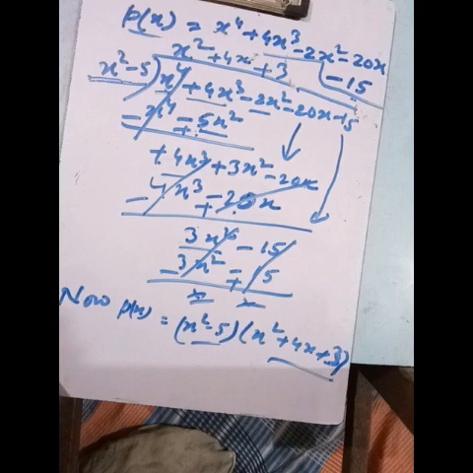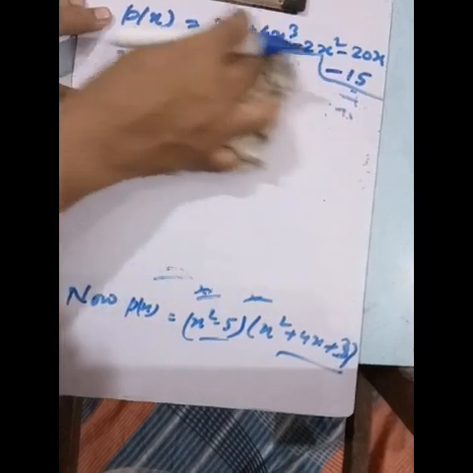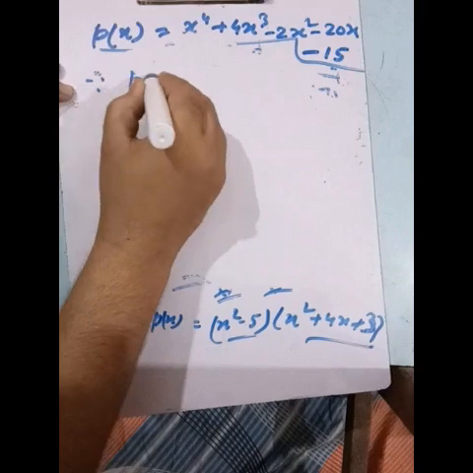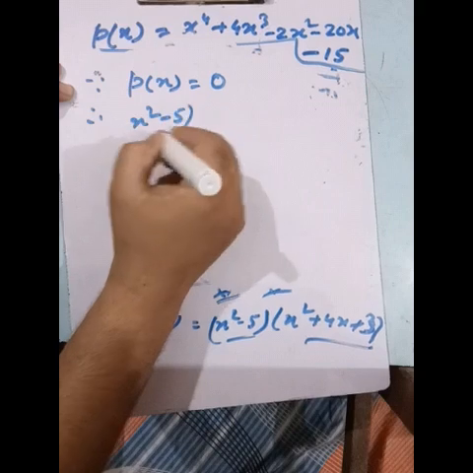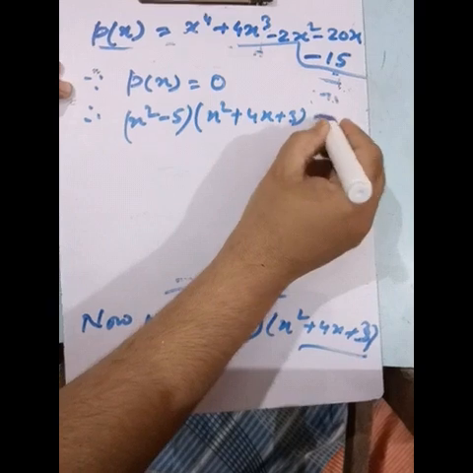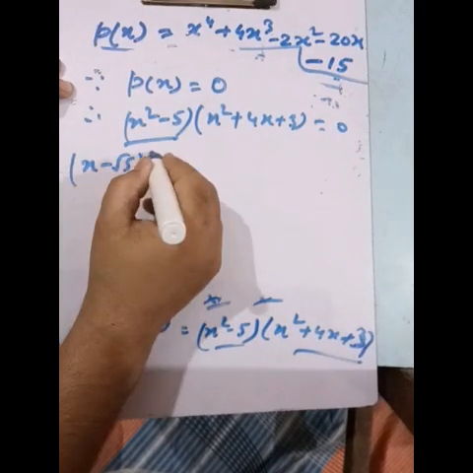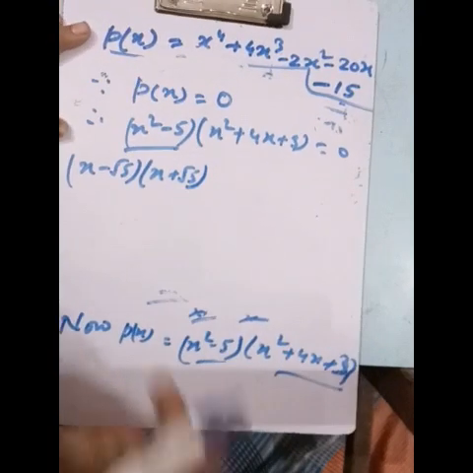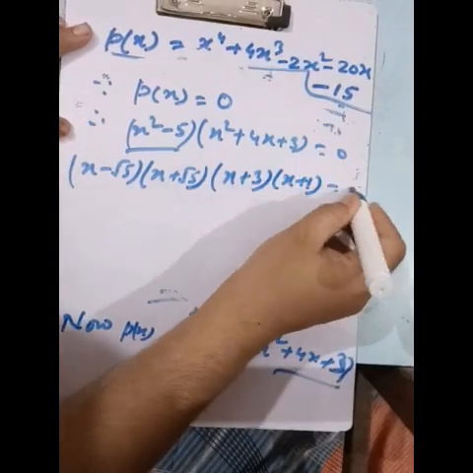So before that we write here, since p(x) is equal to 0, therefore x square minus 5 into x square plus 4x plus 3 is equal to 0. You factorize this as x minus root 5, and it was also given x plus root 5. If you factorize it simply as you factorize, this becomes x plus 3 into x plus 1. So you will get 0.